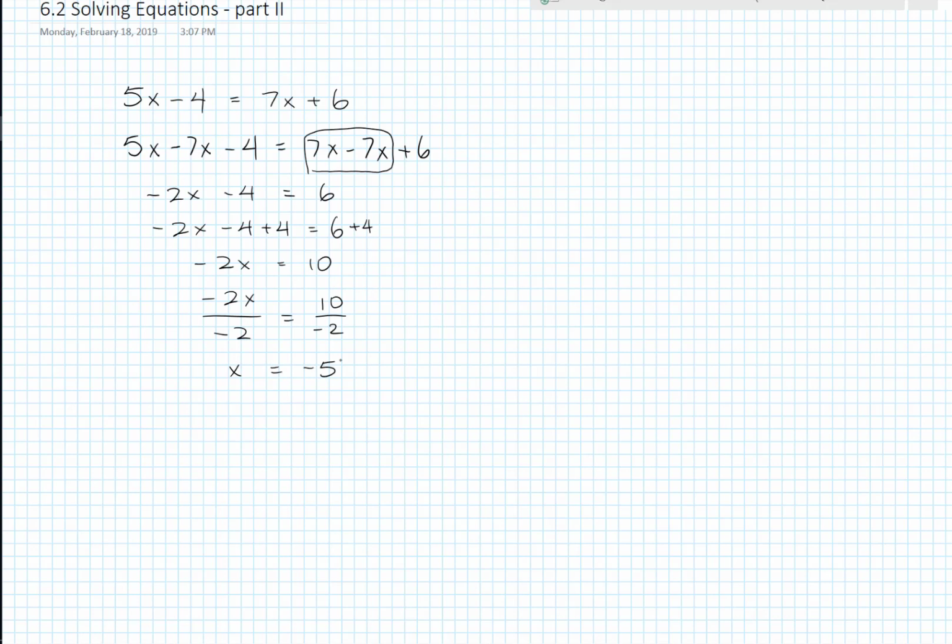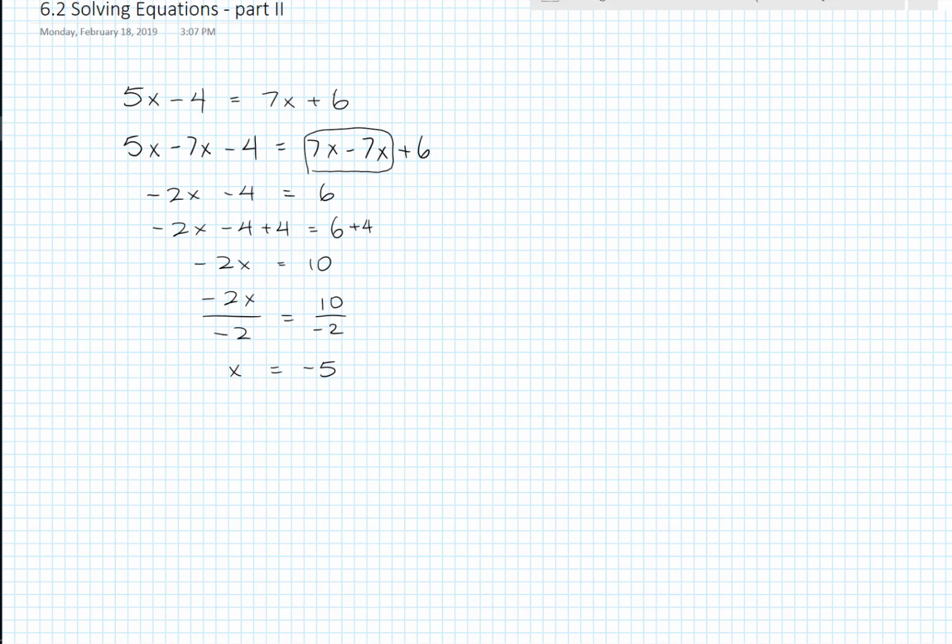We can check this, right? We can plug the negative 5 into the original expression on the left. 5 times negative 5 would be negative 25. Minus 4 is negative 29. And when you plug the negative 5 into the expression on the right, you get 7 times negative 5, which is negative 35, plus 6 is negative 29. So this is the correct solution. And there's nothing wrong with doing it this way. But let me suggest an alternative.